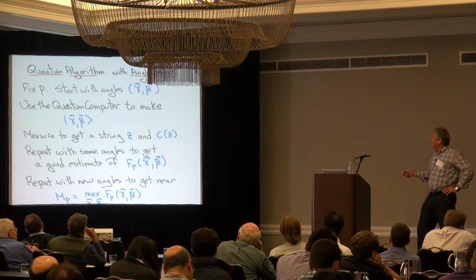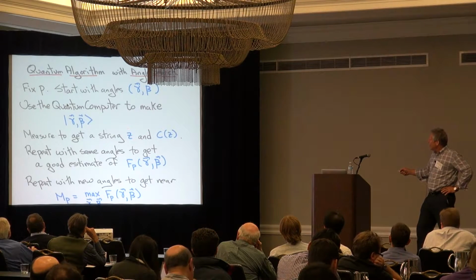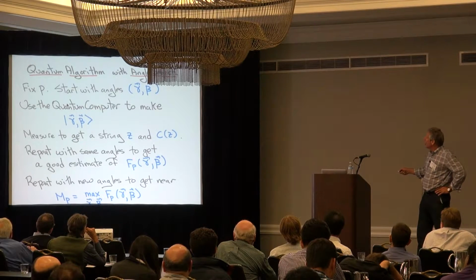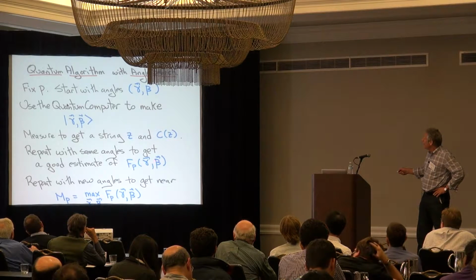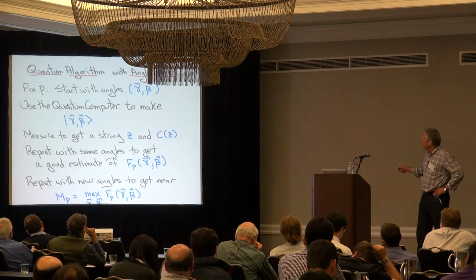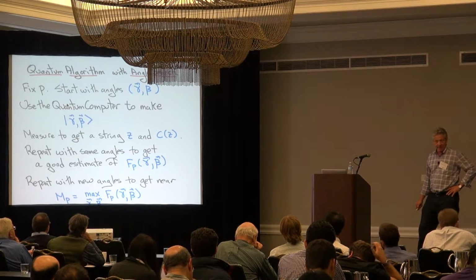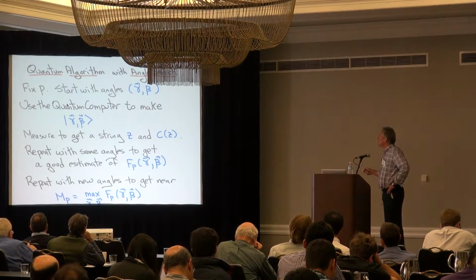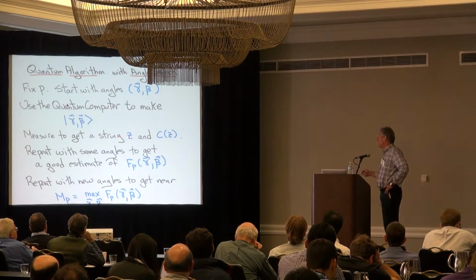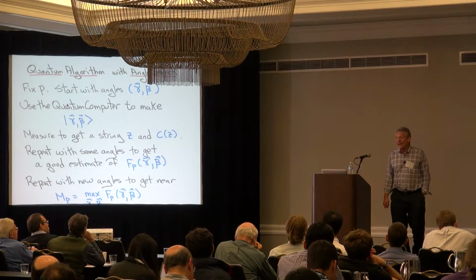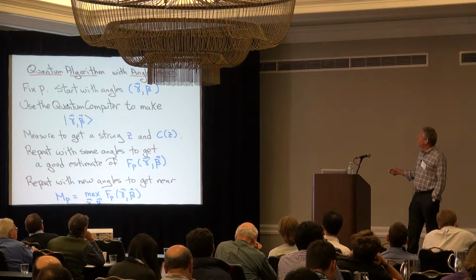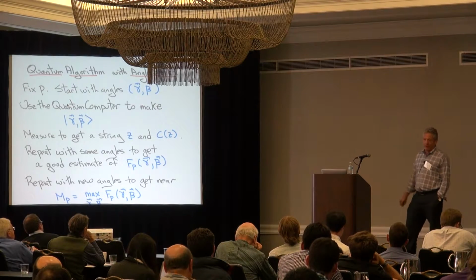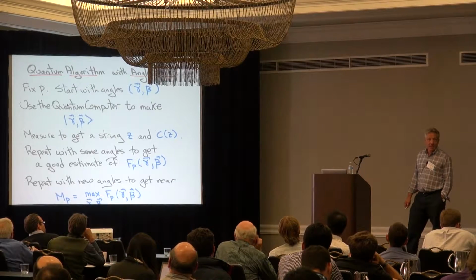Now, if you do that a few times with the same angles, you're going to get a good estimate of F_p of gamma and beta, which was, remember, the expected value of C in this state. In fact, you don't really have to make many calls, because there's a concentration bound, which I will discuss later, which says that almost every measurement of z, when you produce this state, every z value will have the same value of C of z. I'll explain that later. Okay?